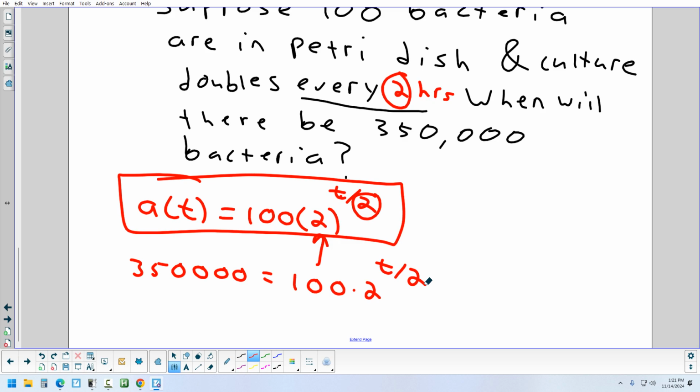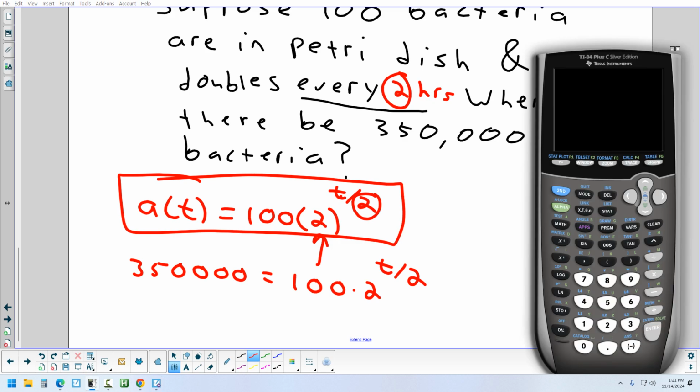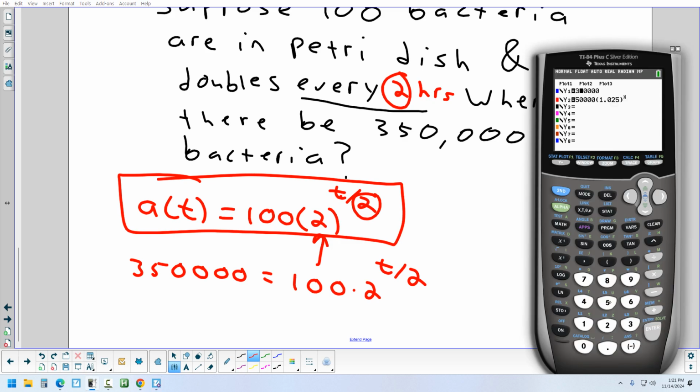Okay, so what would I put in Y1? The 350,000. What would I put in Y2? 100 parentheses 2 to the X divided by 2. Now, the window I had last time is not going to work. What should I set my Y max to? 360,000. Yeah, we could do 360. You could even probably just do 400,000, just as long as it's higher than 350.